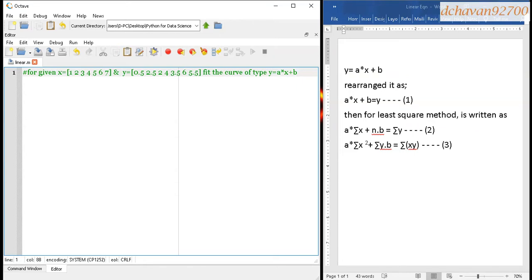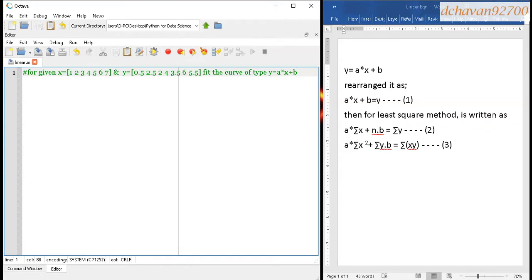We have to solve this problem by using the least square method and Cramer's rule. Now in the least square method, refer to this equation: y equals ax plus b, which we rearrange as ax plus b equals y. Consider this equation as equation 1.